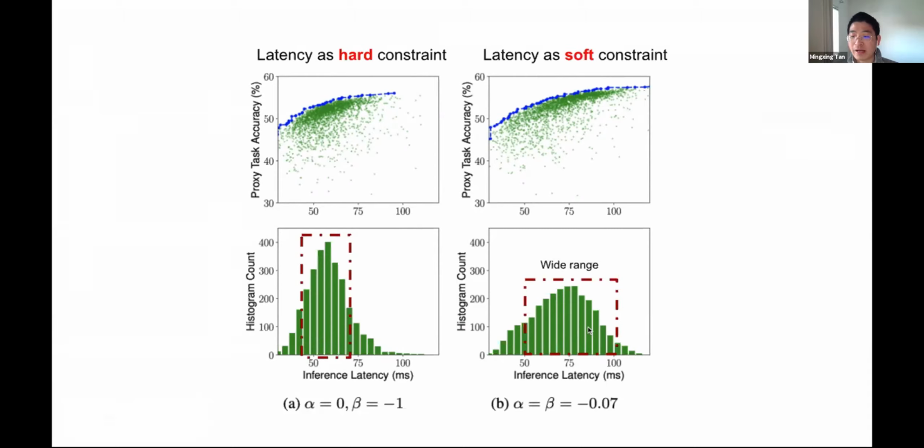You can also treat it as a soft constraint. By soft constraint, it means, let's say your target latency is 75 milliseconds, but your actual latency could be higher, it could be longer, as long as you have much better accuracy. In this way, the controller tends to sample a wide range of models that could be longer than the target latency or could be faster than the target latency, but they try to find a better trade-off between accuracy and latency.